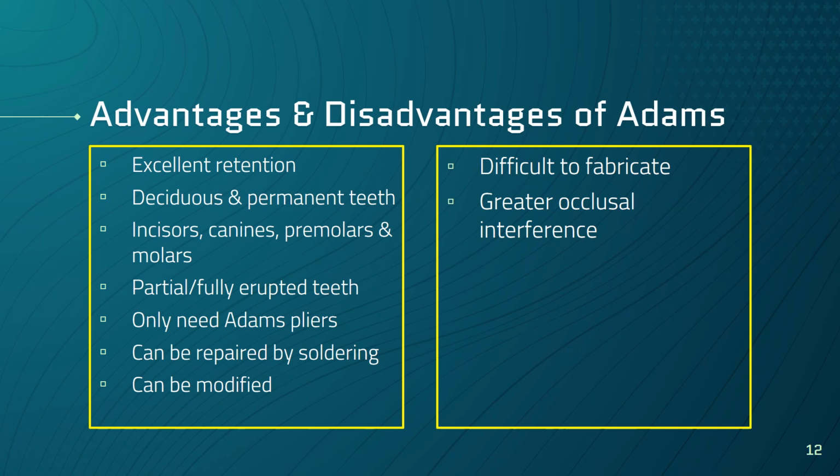The disadvantage of an Adams clasp is that the wire work fabrication can be a bit difficult, and because of the flyover arms, it gives rise to greater occlusal interference.